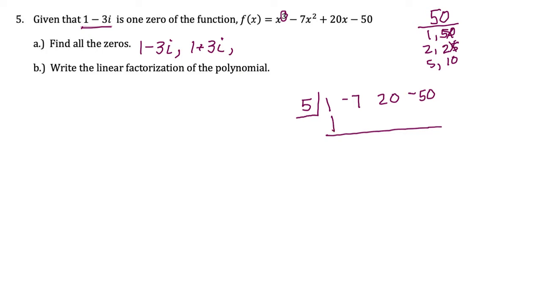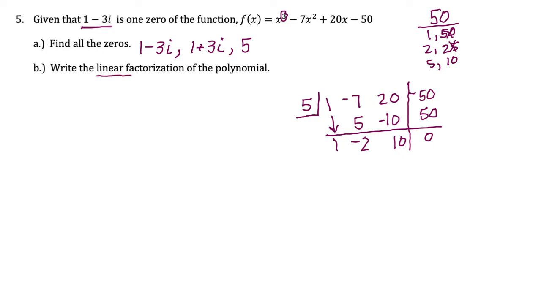And so we're going to drop our 1. So 5 times 1 is 5. Put those together, you're going to get -2. So that's going to give us -10, which is 10. And then that's going to give us 50. So we chose right. Yay. And we know we've chosen correctly because that remainder is 0. So our other 0 is a 5.